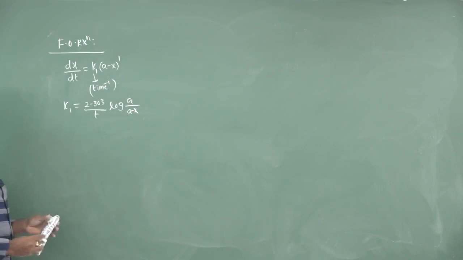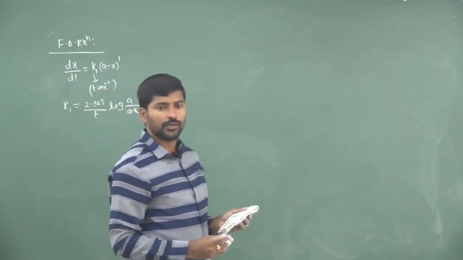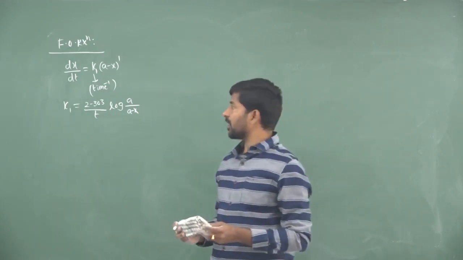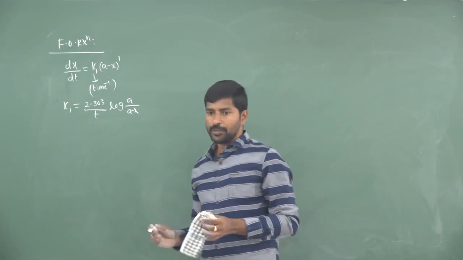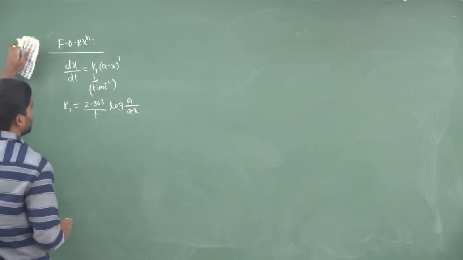Which reactions are examples? One special example we have for first order reactions. What is that example? Radioactive decay. Radioactive decay or radioactive disintegration follows first order kinetics.